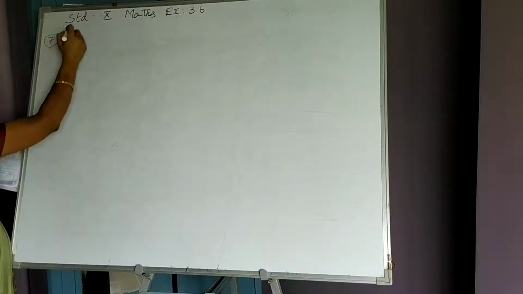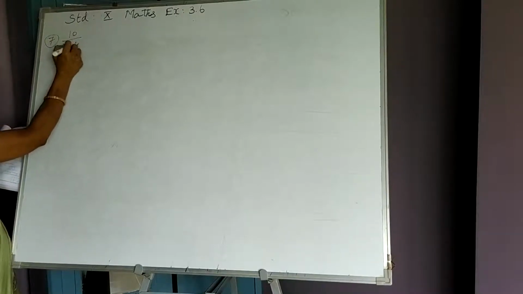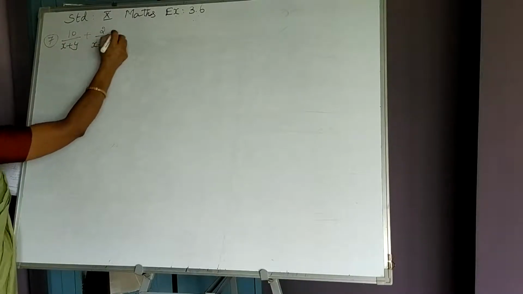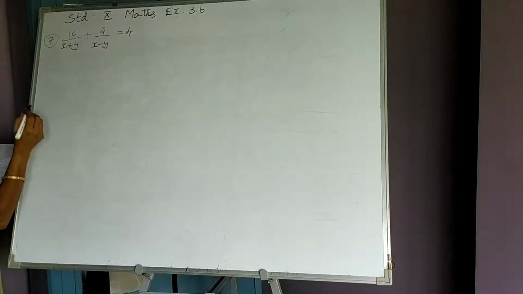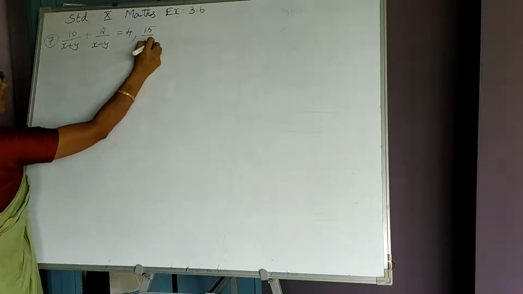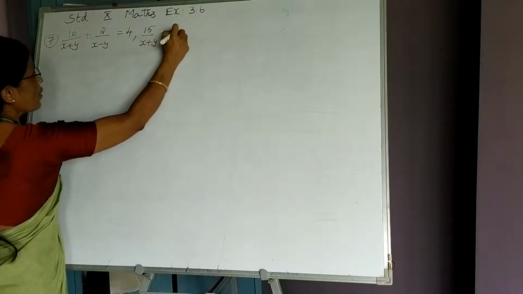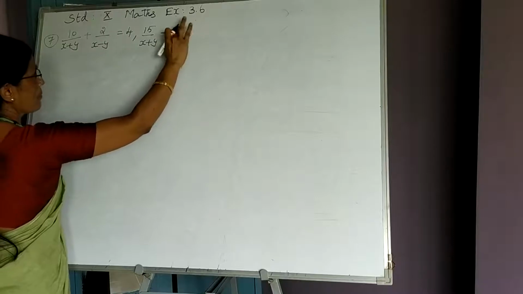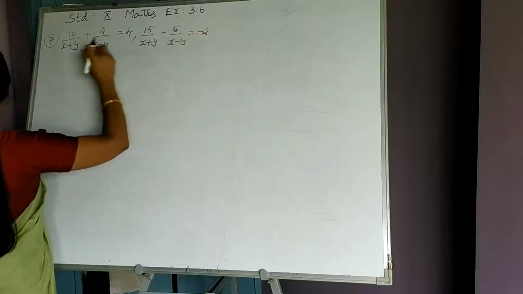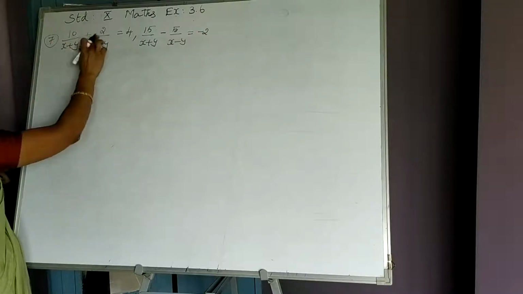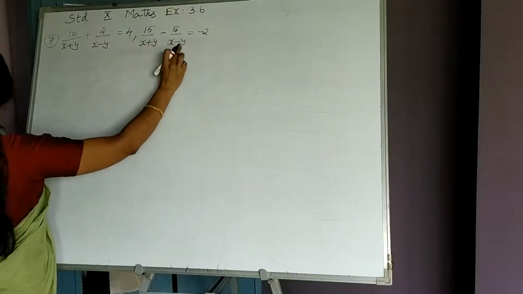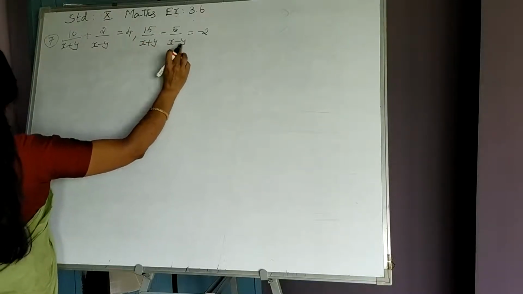Seventh sum is 10 upon x plus y plus 2 upon x minus y is equal to 4. The second equation is 15 upon x plus y minus 5 upon x minus y is equal to minus 2. This 10 upon x plus y plus 2 upon x minus y equal to 4. 15 upon x plus y minus 5 upon x minus y is equal to minus 2.